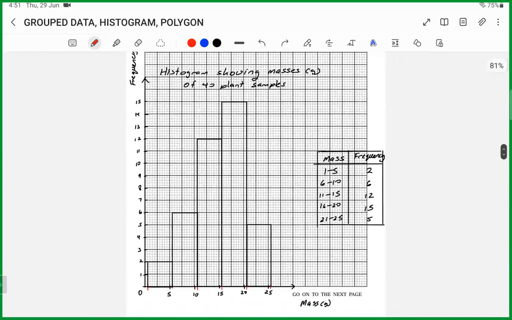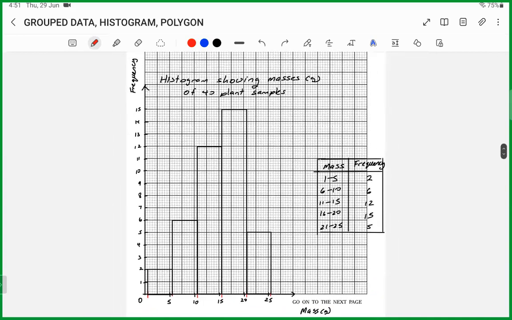So I'm going to let you do it in steps. What's the first step? Step one, draw up your axes. What are the axes? The y-axis is the frequency axis, and the x-axis is the masses.